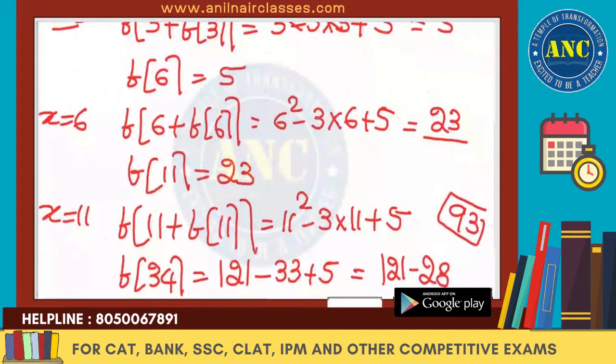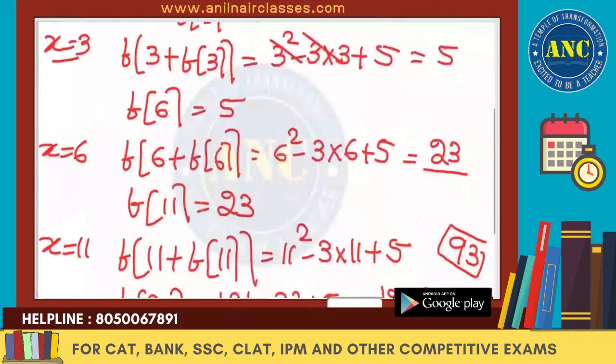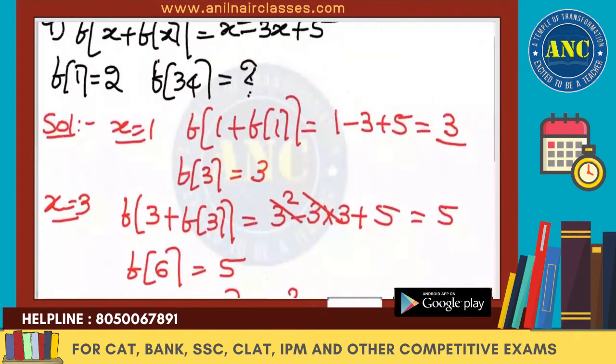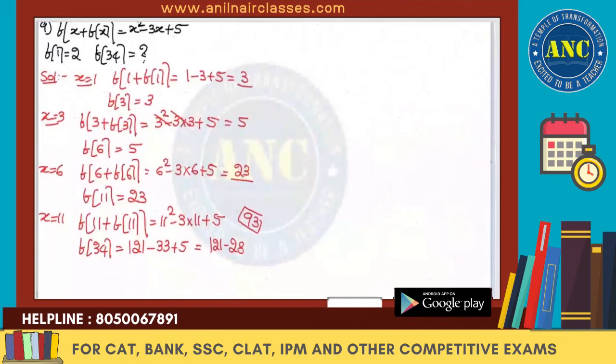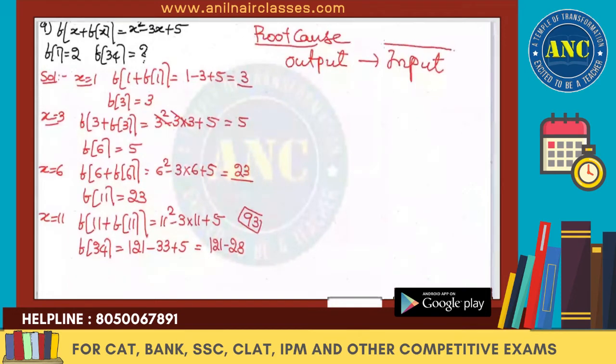Another good question. Output becomes the input. F of x plus f of x is x square minus 3x plus 5. What is the root cause of the problem? Root cause: output becomes the input. Whatever you are getting, that will become the input for the next question.